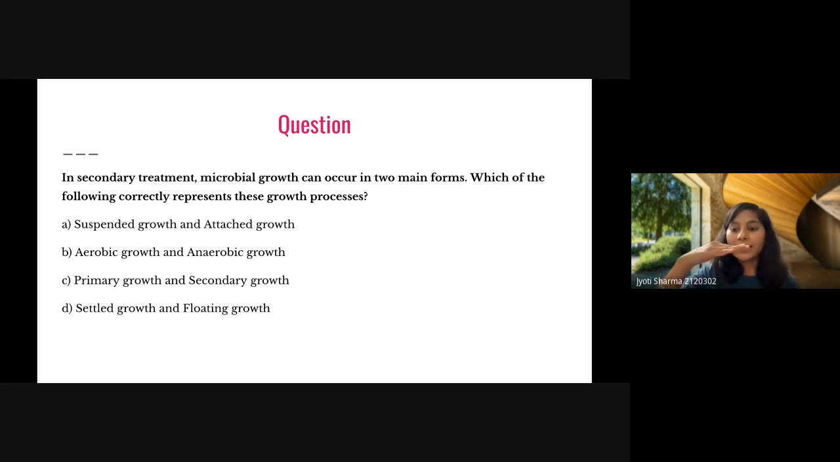So this will be attached. We are attaching our microorganisms on some surface. That will be the attached growth. And suspended will be where in wastewater we have microorganisms, irrespective of whether we have a surface or not. Okay, so that's how A is the right answer.